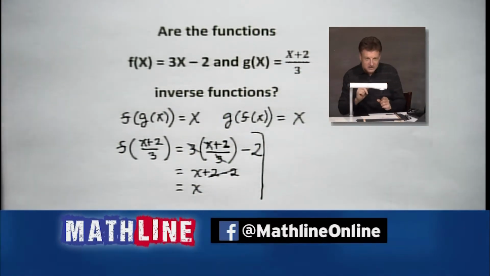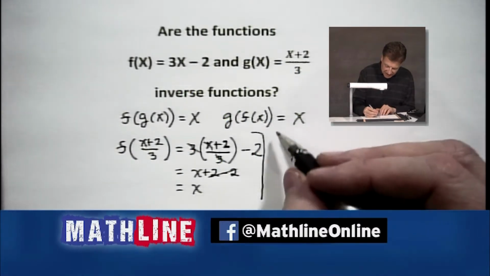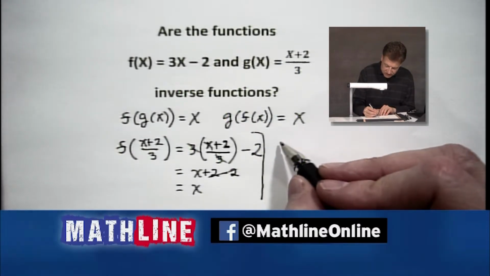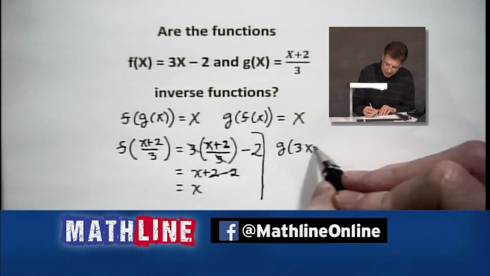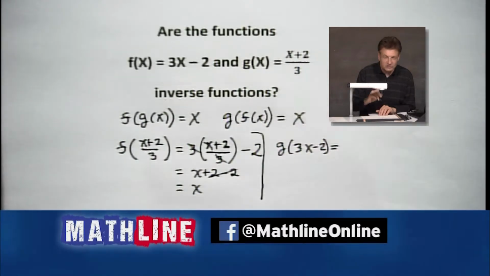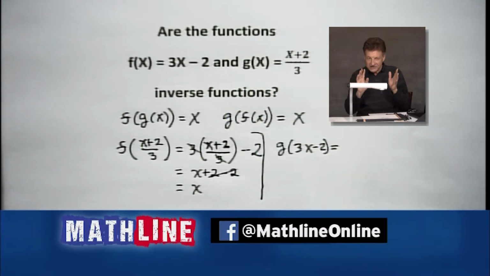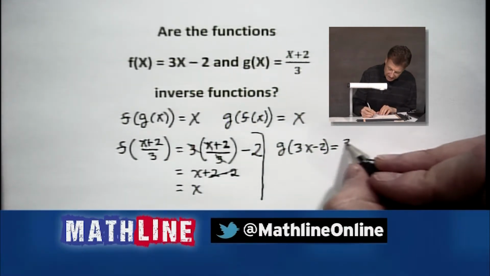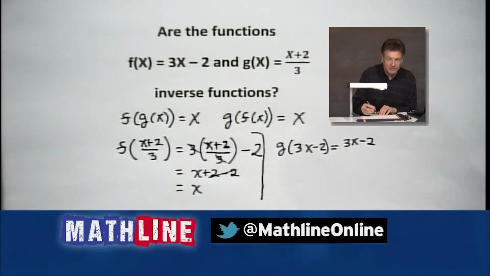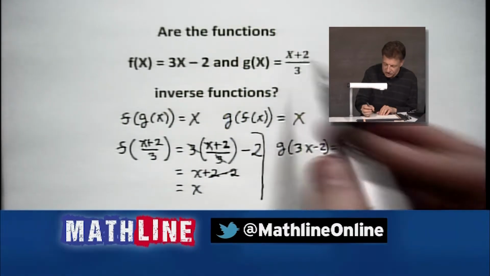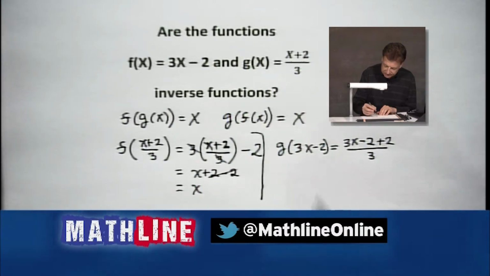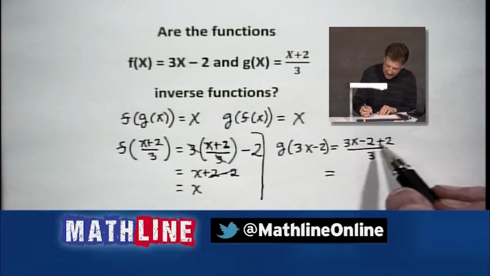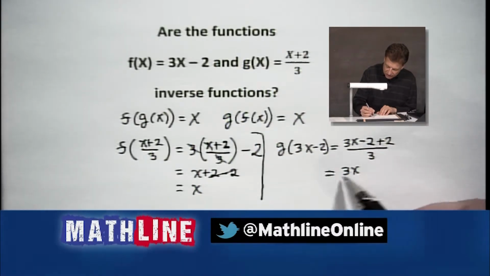Now, let's go back to the one up above. Let's do the g of f of x. So in other words, we're going to say g of 3x minus 2 equals, let's go ahead and replace our x's there with what? 3x minus 2. And don't forget, plus 2 hangs around for the ride. Put it over 3. I am looking at, looks like 3x over 3.